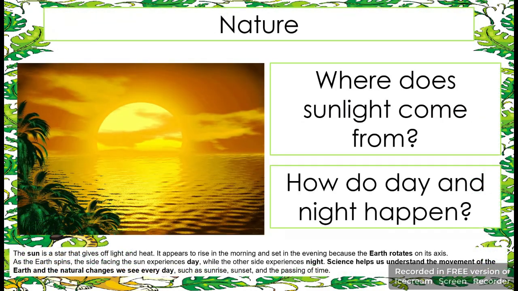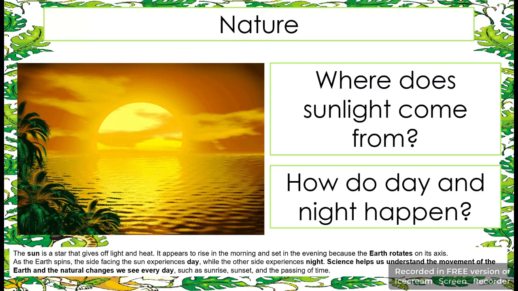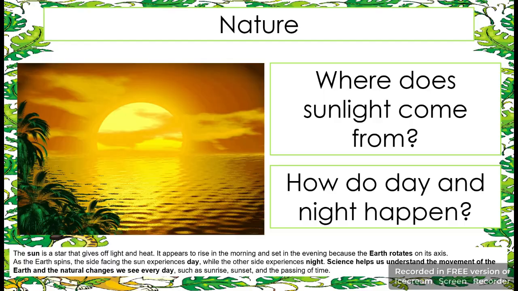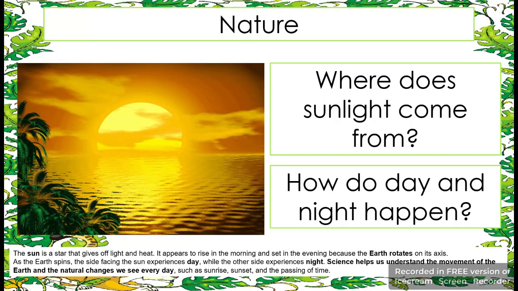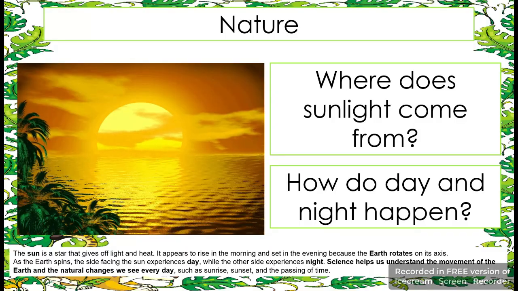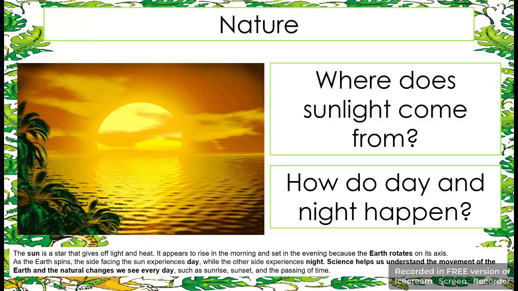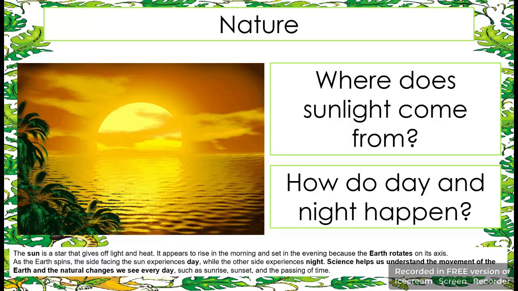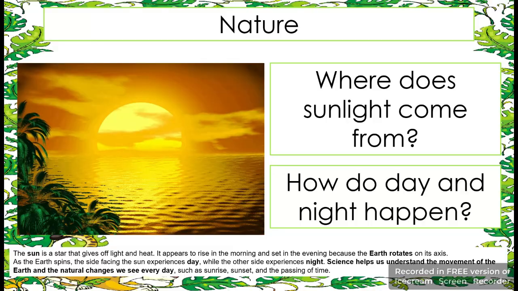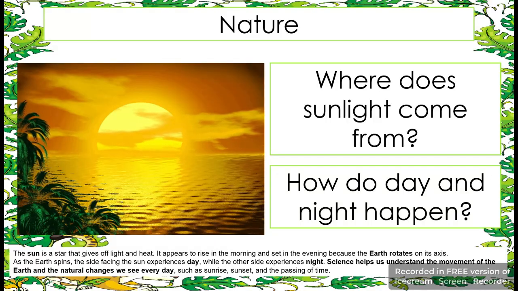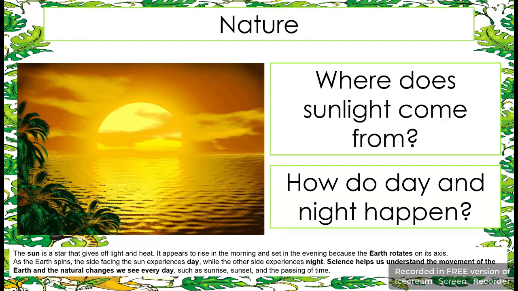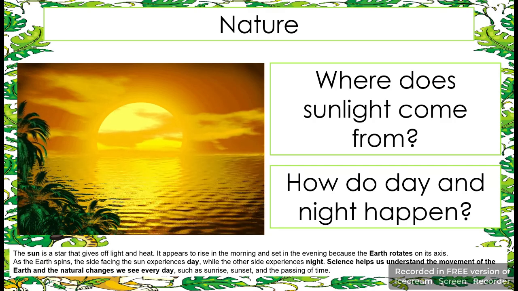Nature. Where does sunlight come from? How do day and night happen? The sun is a star that gives off light and heat. It appears to rise in the morning and set in the evening because of the Earth's rotation on its axis. As the Earth spins, the side facing the sun experiences day, while the other side experiences night. Science helps us understand the movement of the Earth and natural changes we see every day, such as a sunrise, sunset, and the passing of time.